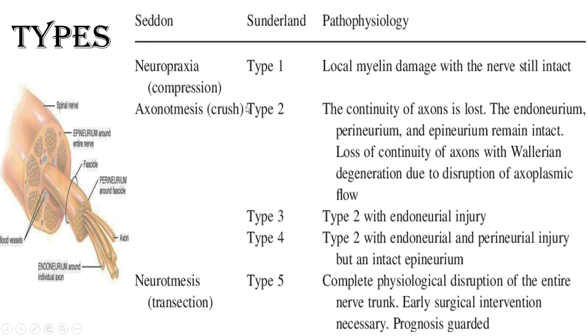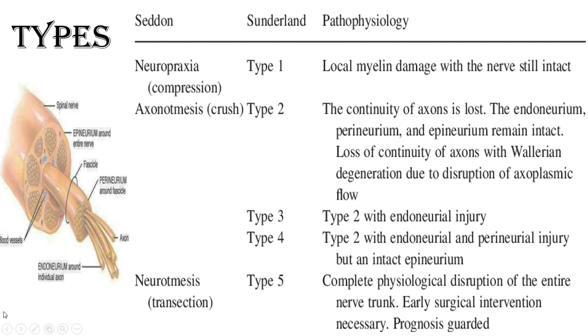It is again classified into three subgroups, 2, 3 and 4, which show the severity of the crush injury. If it is more severe, it also involves endoneurium injury, and if it is more severe still, it can cause endoneurium along with perineurium injury, but the epineurium remains intact. The epineurium will be intact, but the endoneurium and perineurium will be damaged in severe crush injury.